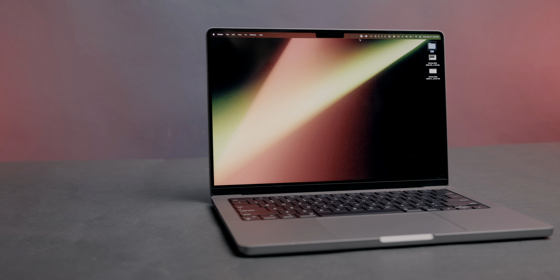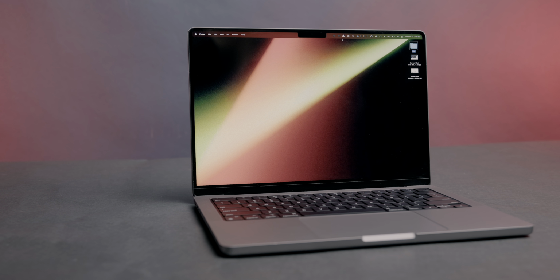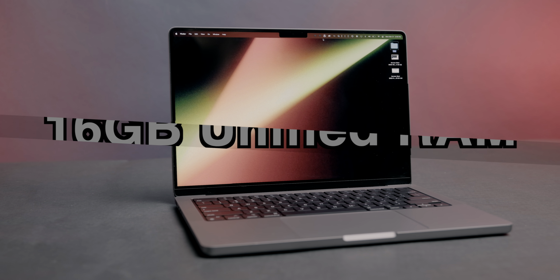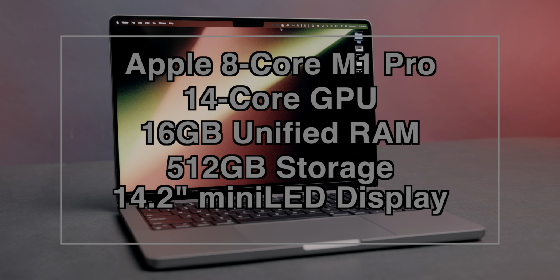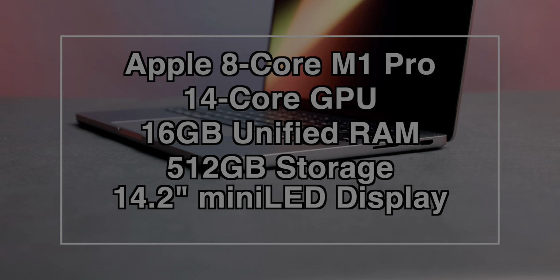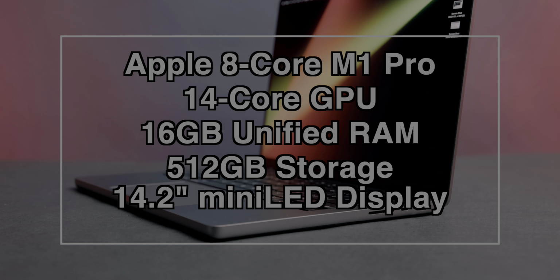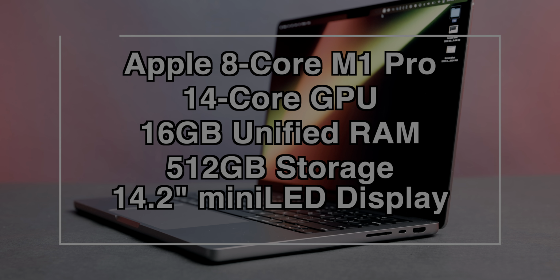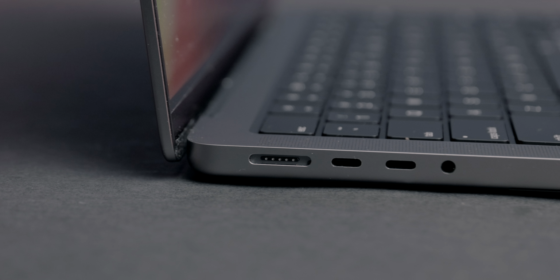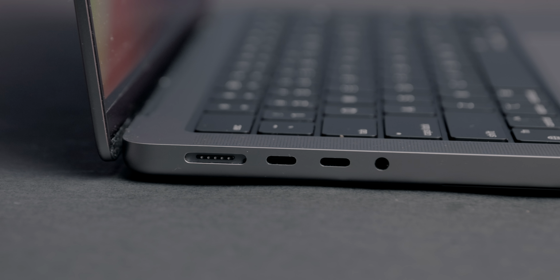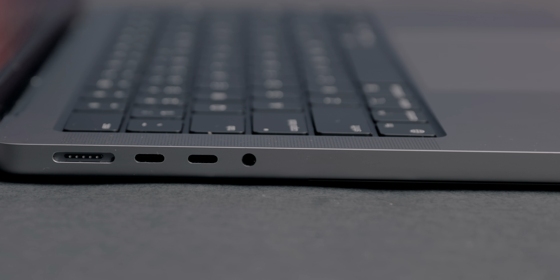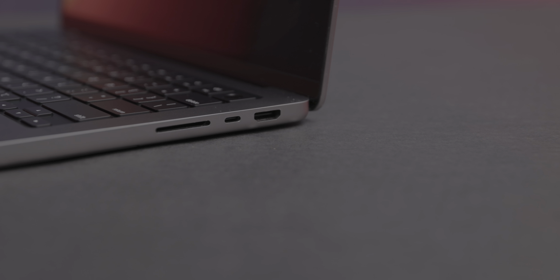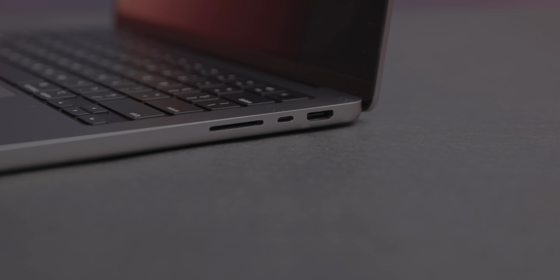The 14-inch MacBook Pro comes with either the M1 Pro or M1 Max chip in multiple variations, but this variant is the lowest end base model with the 8-core CPU and 14-core GPU. It's also equipped with 16GB of unified memory and 512GB of storage. As far as ports go, you've got a MagSafe port for charging, 3 Thunderbolt 4 ports, HDMI 2.0, an SD card slot, and a headphone jack. So definitely not bad in terms of I/O.